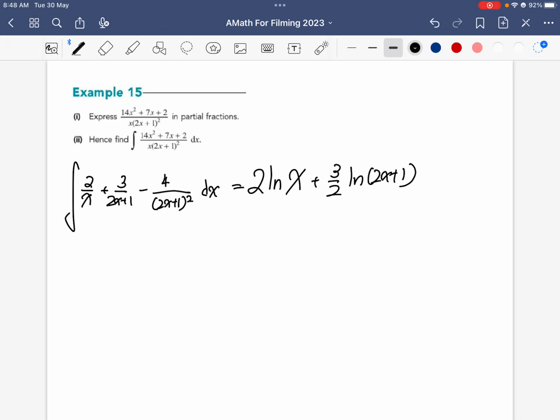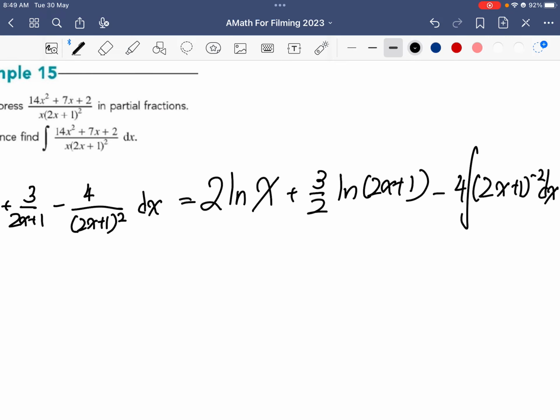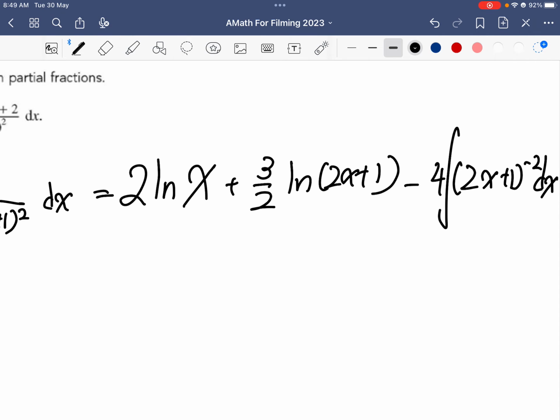The last term, please be a bit more careful, okay? So the last term, what we are doing here is integrating negative 4. Just give me a moment. So the last term here will give me negative 4 times (2x plus 1) to the power of negative 2. So we need to integrate this with respect to x. Just focus here a bit. For this third term, what I need to do is increase my power by 1. So I've already integrated 2 terms already.